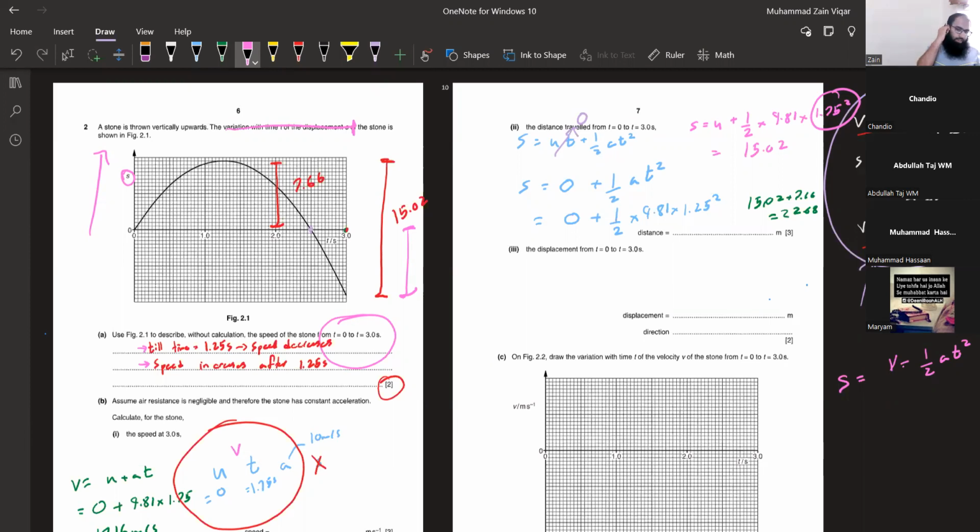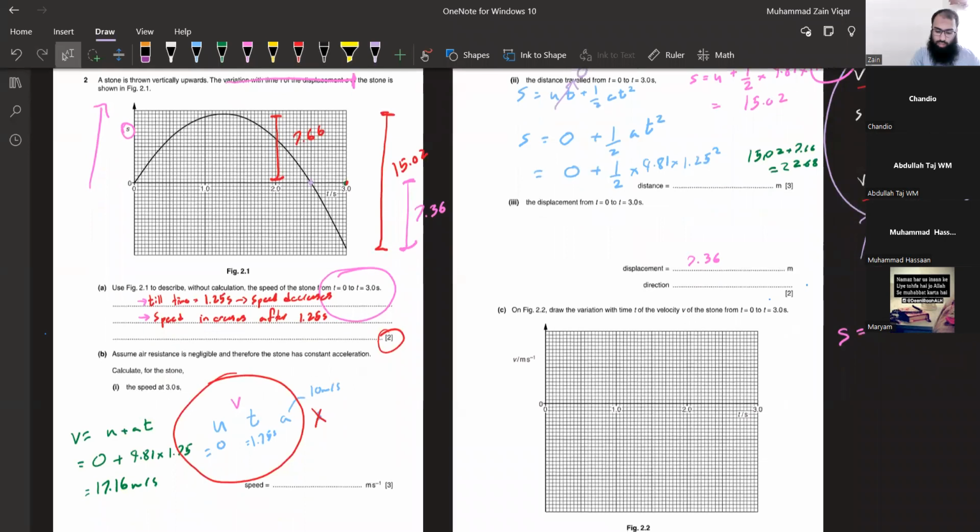Can someone tell me the answer? 15.02 minus 7.66. 7.36. 7.36 would have been my displacement. And then they're asking me about the direction. So obviously it's downwards, so downwards is what I write. And now when I'm telling the direction separately, I don't need to use signs. So 7.36 would have been my answer. I hope this is clear to everyone.